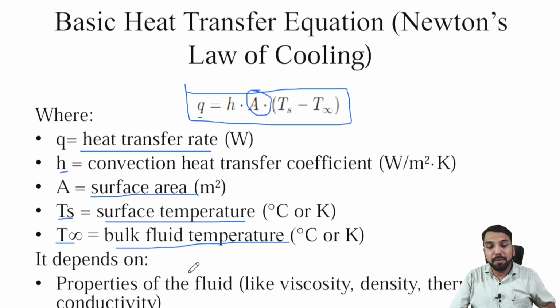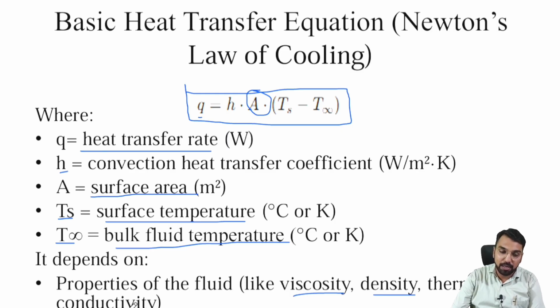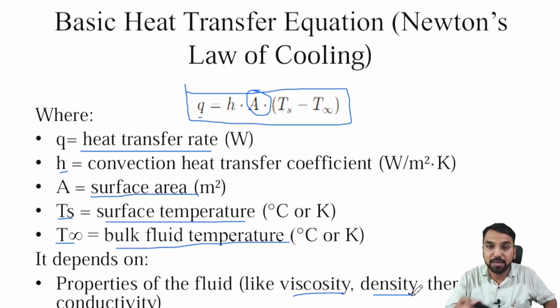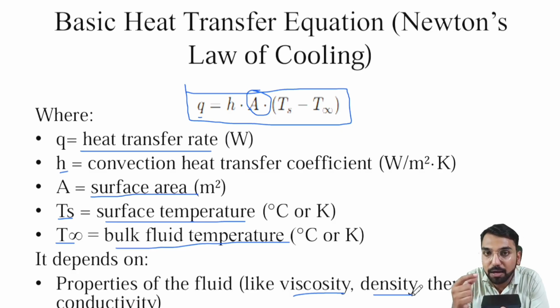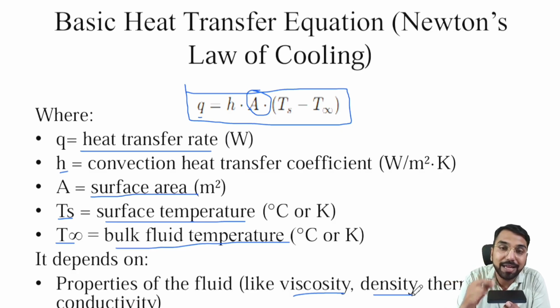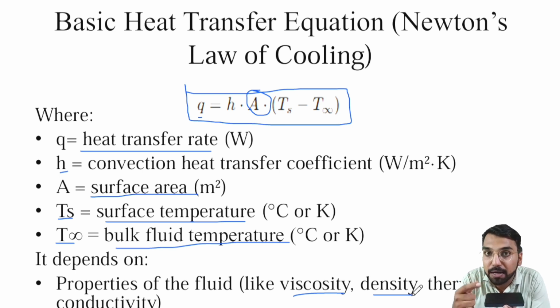Basically, the convective heat transfer coefficient is mainly dependent on the fluid properties. What are the fluid properties? Viscosity, density, thermal conductivity. And how will h change with a change in viscosity and density? Let me give you an example. The same hot plate is there. If the viscosity of the fluid is less, then if a less viscous fluid is passed over it, h will be more and heat transfer will be more.